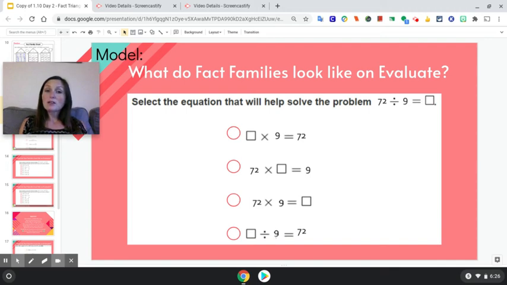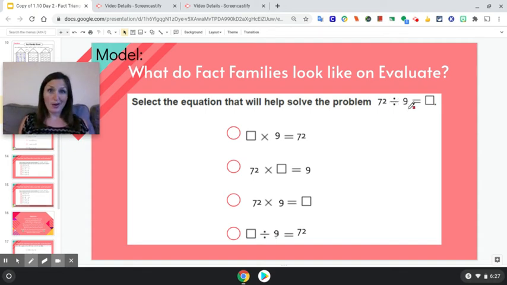All right, so now that we know how we can use the fact triangles to help us learn our fact families, now we're going to see how do fact families look on Evaluate. So I have a problem that looks very similar to a problem on Evaluate. Now, this is not the exact problem, but it looks a lot like it. So it will say, select the equation that will help solve the problem. And this problem says 72 divided by 9.